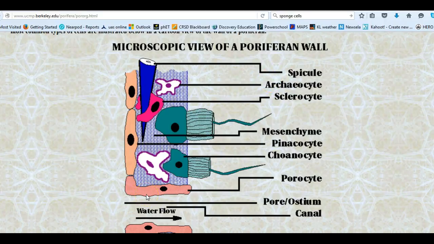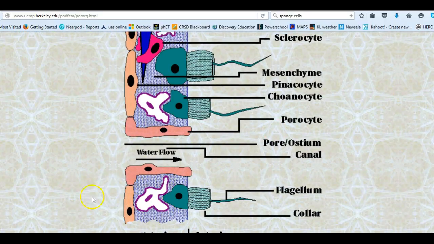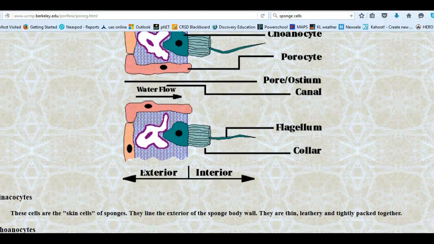Okay, and then you also see here, if we look at this side view, this is the flagellum. This moves back and forth. These all move in unison, and that pulls the water in. Here's this porocyte, this cell right here, that allows the water to flow in just through an opening. Okay, and then we have this choanocyte here, and it has a collar on it with the flagella. So many people call this a collar cell, and that allows the water to move throughout the sponge.